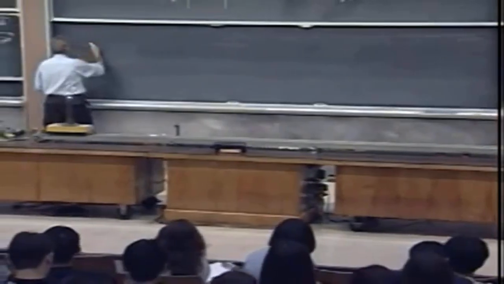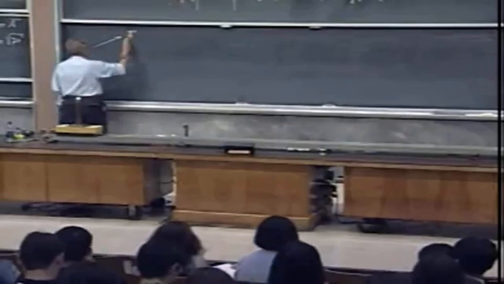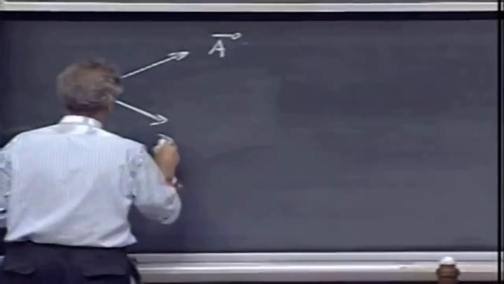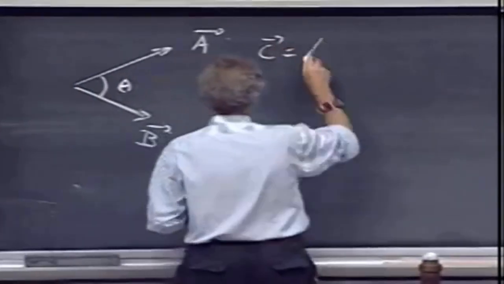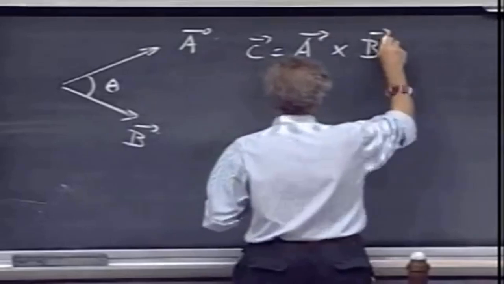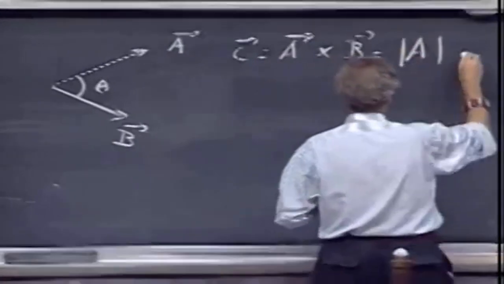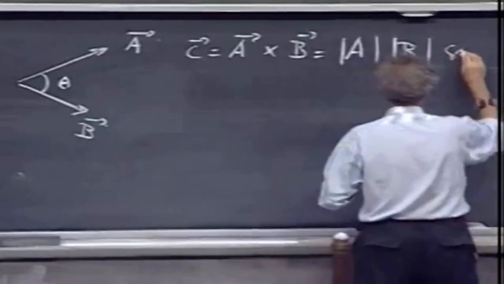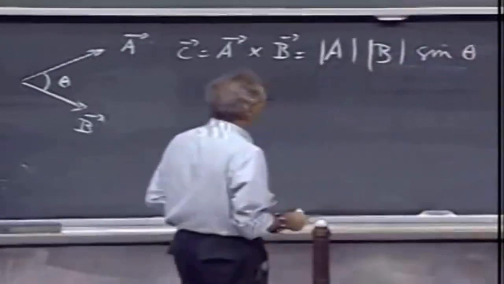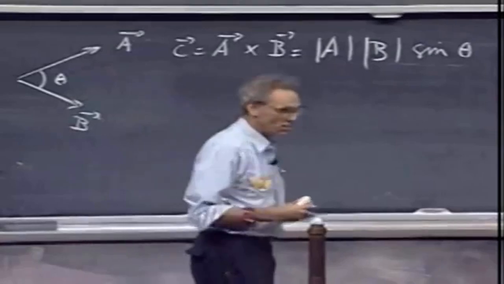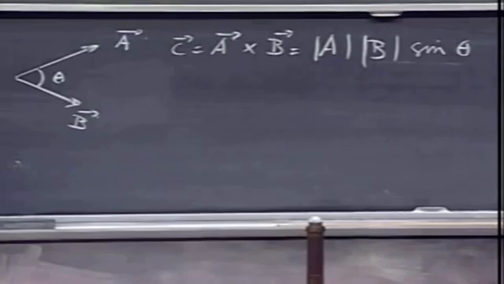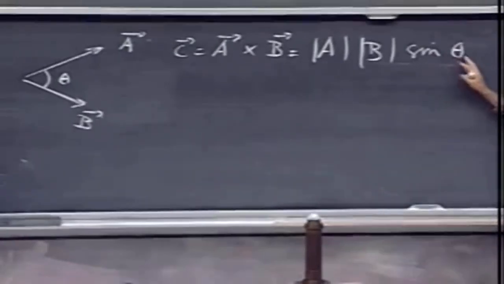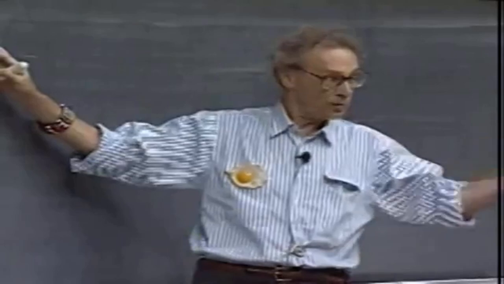If you know vector A, and you know vector B, and you know that the angle is theta, then the cross product C equals A cross B is the magnitude of A times the magnitude of B times the sine of theta. Not the cosine of theta as we had before with the dot product. It is the sine of theta. So you can already immediately see that this will be 0 if theta is either 0 degrees or 180 degrees, whereas the dot product was 0 when the angle between them was 90 degrees.